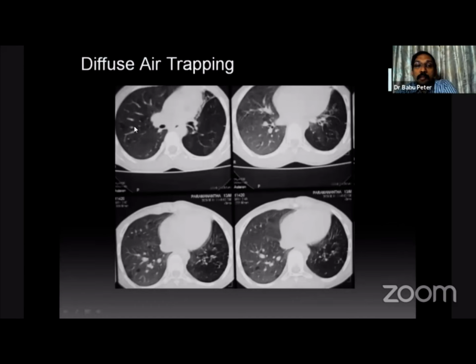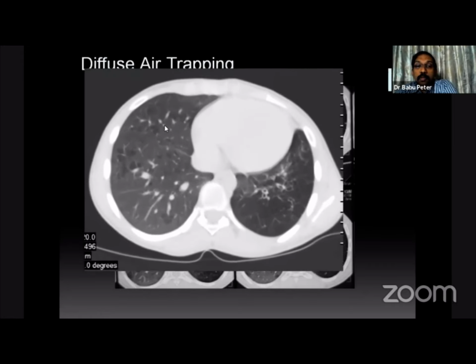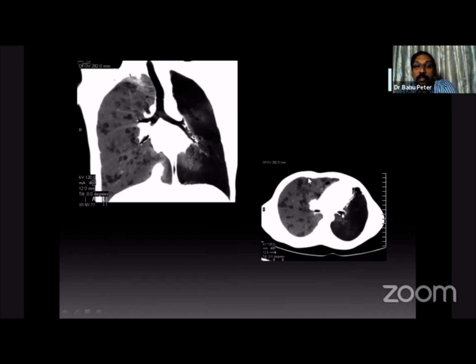So this is serial sections of the lung parenchyma, where you can see there is an asymmetry of the lung. The lung attenuation appears to be relatively decreased in the left side, and some patchy areas of mosaic attenuation are seen in the right lung parenchyma. And there are various causes for such an appearance. So if you see here, focal areas of mosaic attenuation are seen in the right lung, whereas diffuse low attenuation is seen in the left lung.